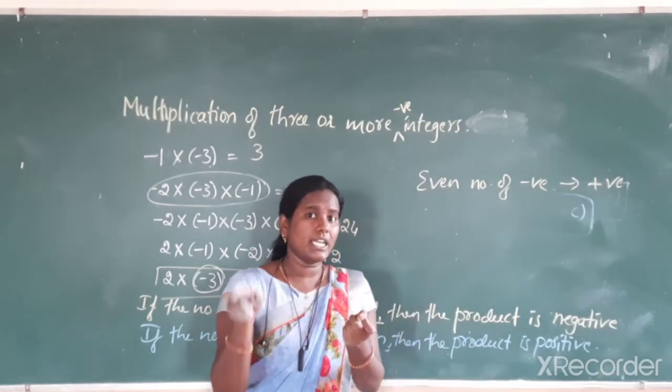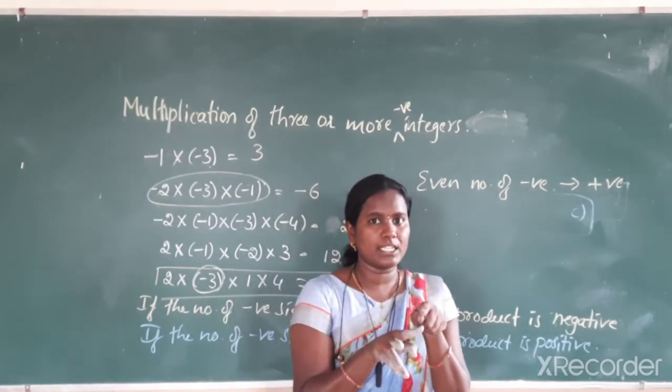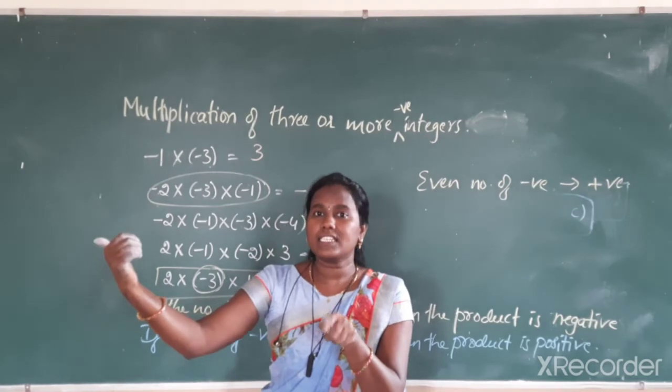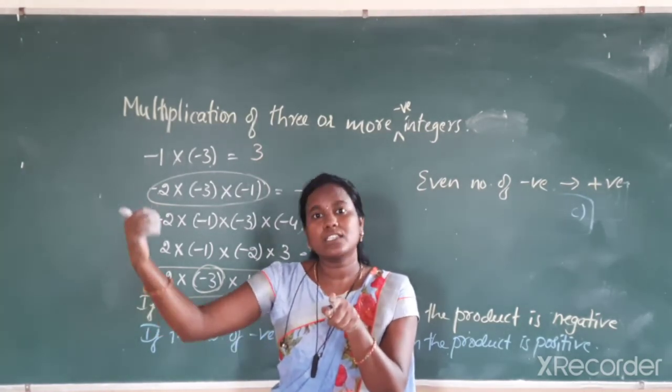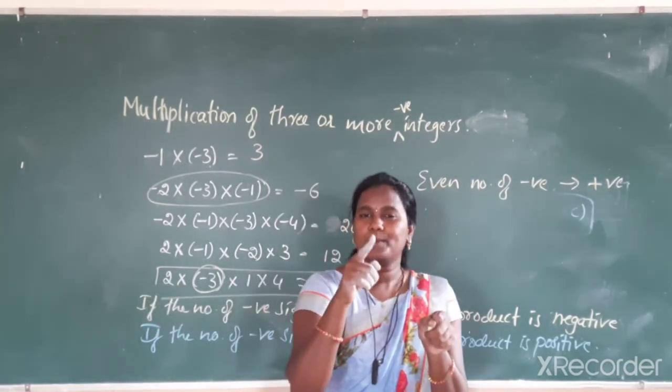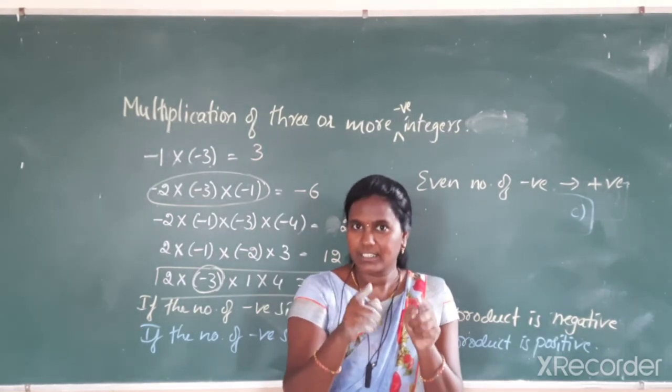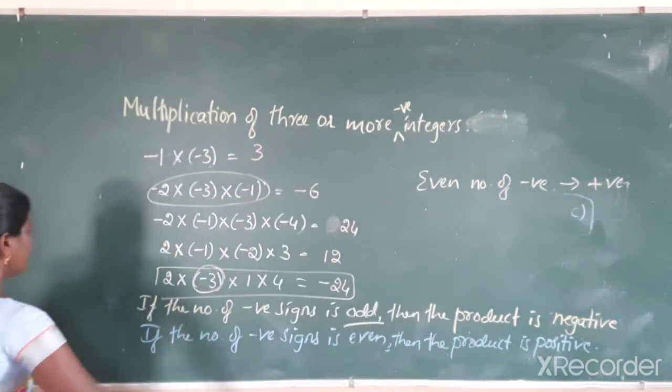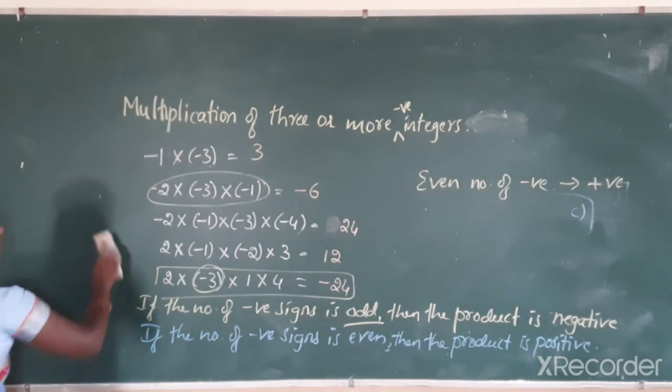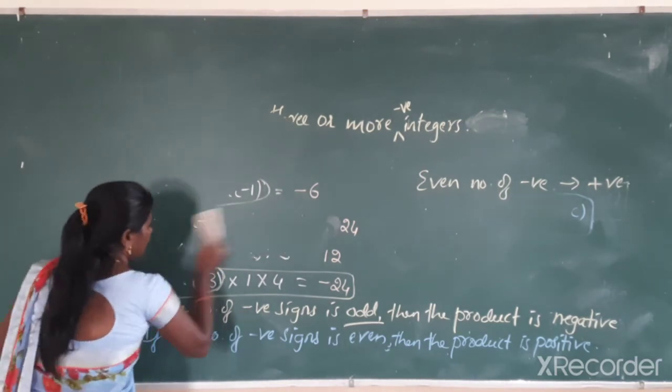If 37 negative signs are there, then the answer is negative, because 37 is what? Odd number. Okay, so next to this is the multiplicative identity.